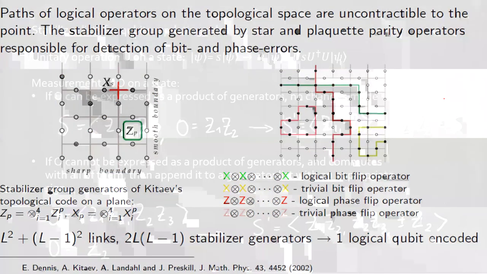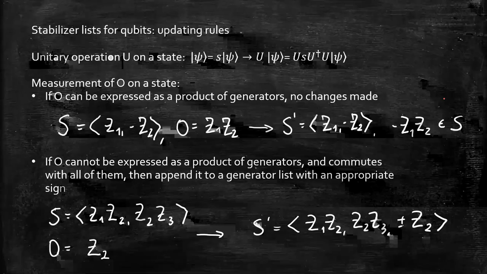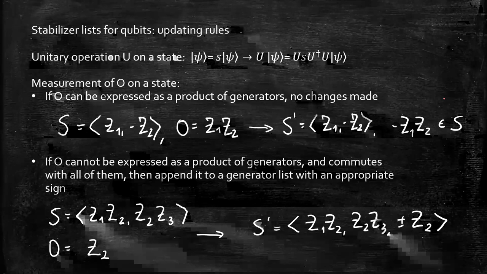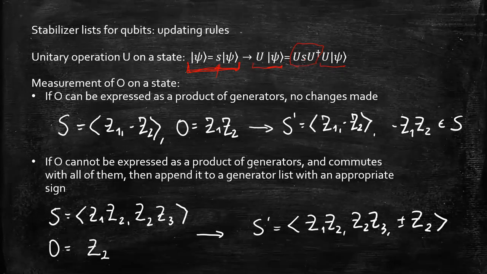Just before we go to the absolutely maximally entangled state description, a very simple intuition of what happens when you perform measurements on stabilizer states. When you start with a stabilizer state, you know that this property is satisfied for every member of the stabilizer group. And then a unitary evolution of the state is just equivalent to unitarily rotating each of the stabilizers. So that was the evolution, and how is it with the measurement, how does the stabilizer group change when you perform some measurement on the state?